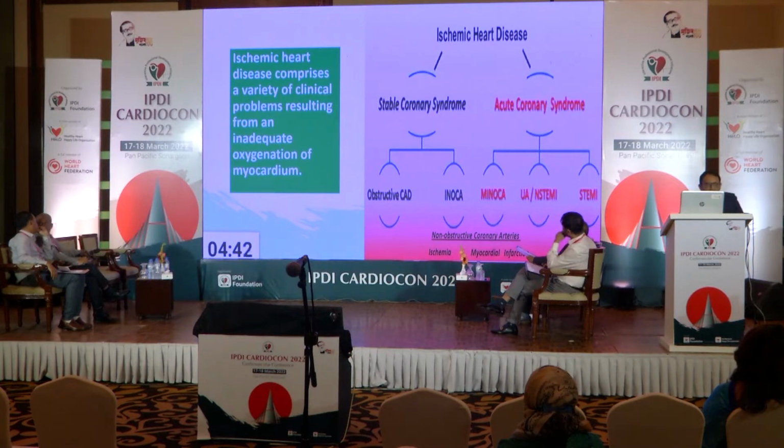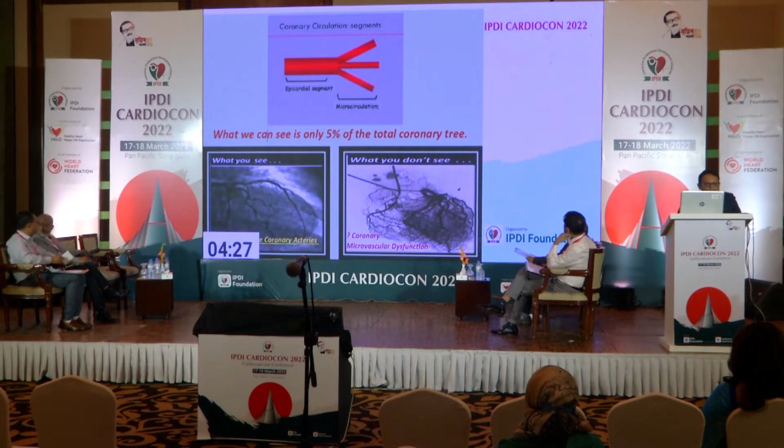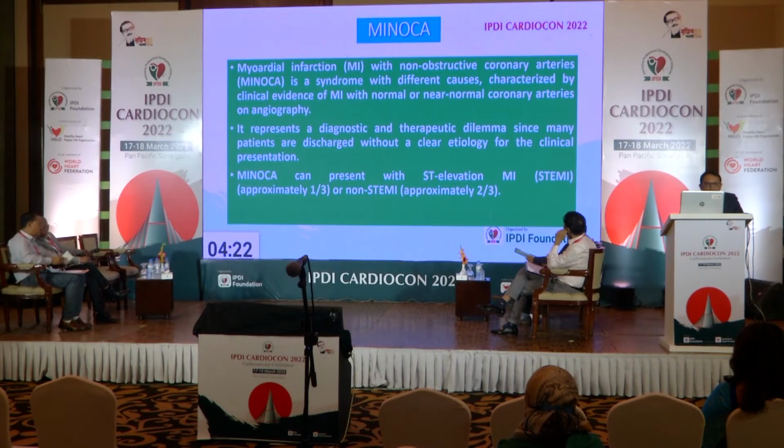We all know that ischemic heart disease comes with stable coronary syndrome and acute coronary syndrome. And ischemia with non-obstructive coronary arteries is consistent with stable coronary syndrome, and MINOCA is consistent with acute coronary syndrome. And it's amazing that what we can see is only 5% of the total coronary tree in angiogram. Now, what's MINOCA? MINOCA is a syndrome with different causes characterized by clinical evidence of MI with normal or near normal coronary arteries on angiography. It represents a diagnostic and therapeutic dilemma since many patients are discharged without a clear etiology for the clinical presentation.